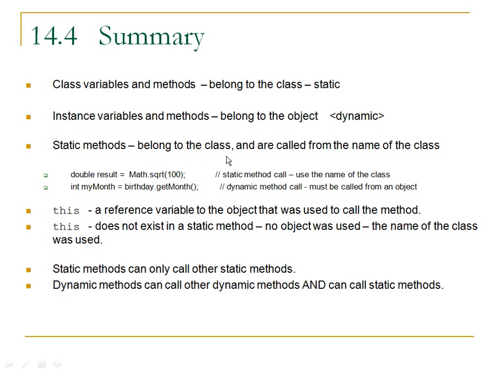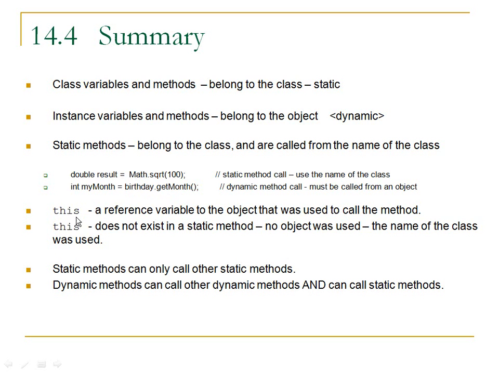So static methods belong to the class and they really should be called all the time from the name of the class. So here's an example of a static method call. You can tell that's the name of the class because of the capital letter. And here's the example of a dynamic method call, or an instance method call. And it only makes sense when it's called from the name of an object. So if we wanted to get the month out of a date object, we would have to have a date object to get the month out of. It's really just that simple.